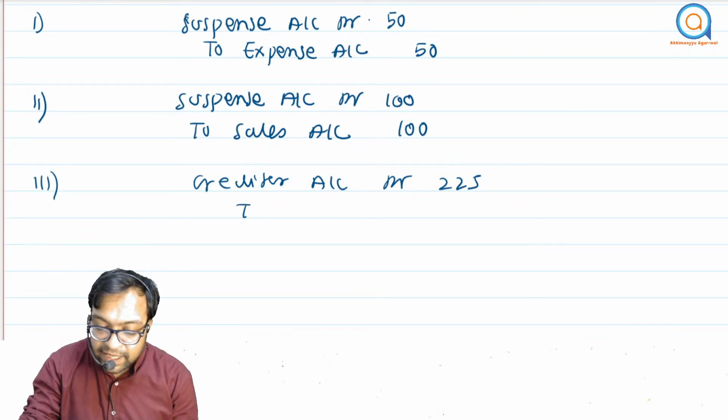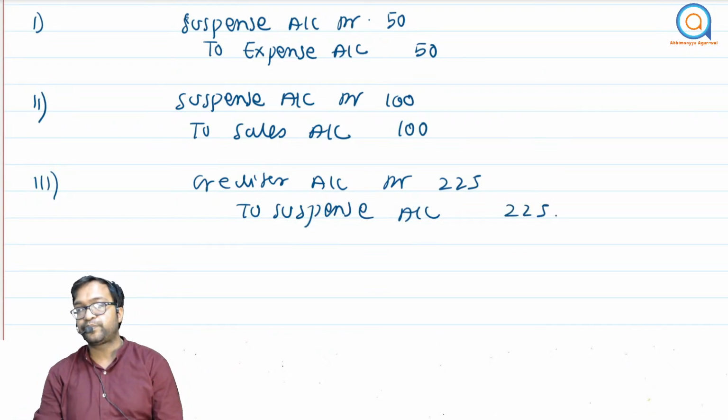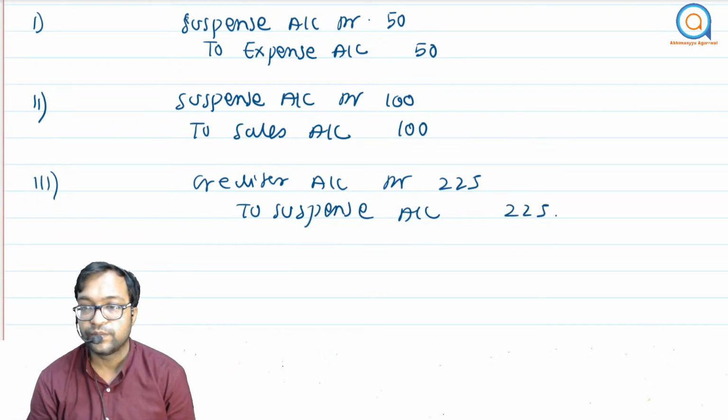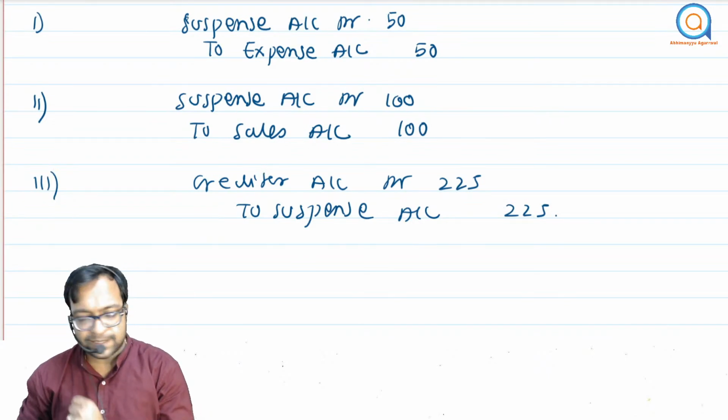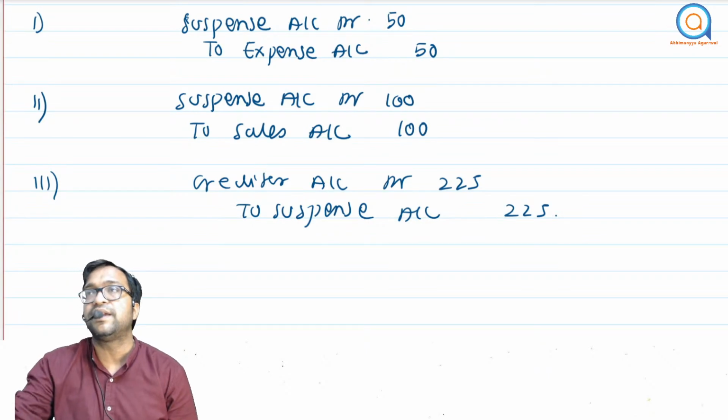Now is there a mistake in any other account? No. So the other account will be which account? Suspense account. So creditor to suspense, 225. Yes, sir. Tell me, tell me. Are things fine?